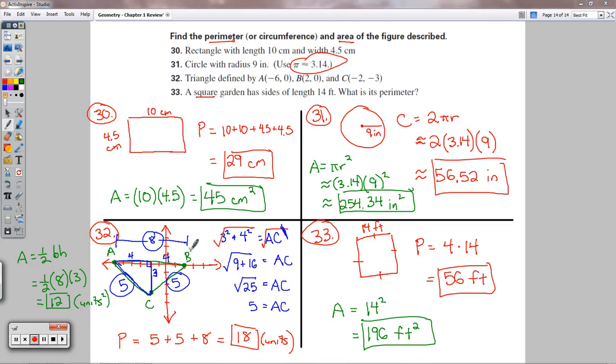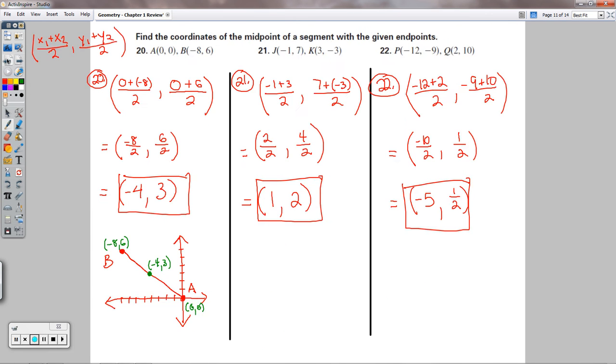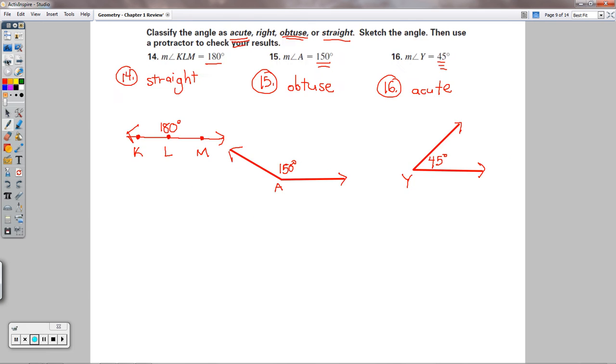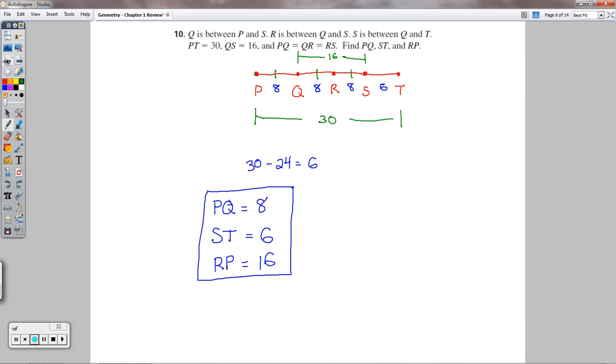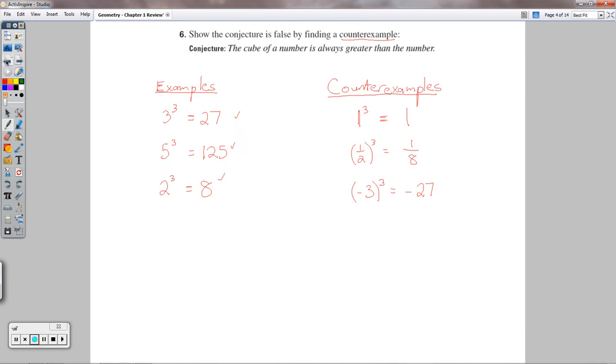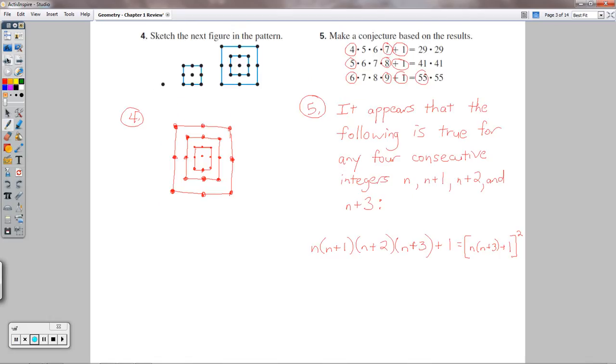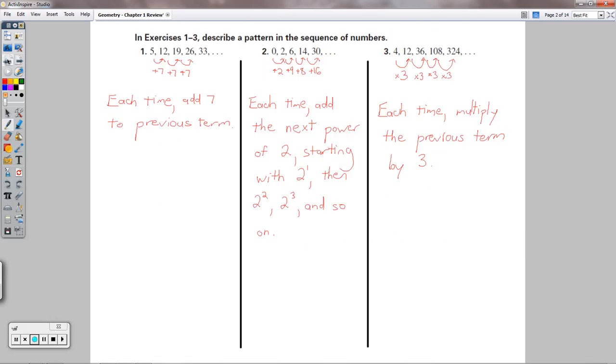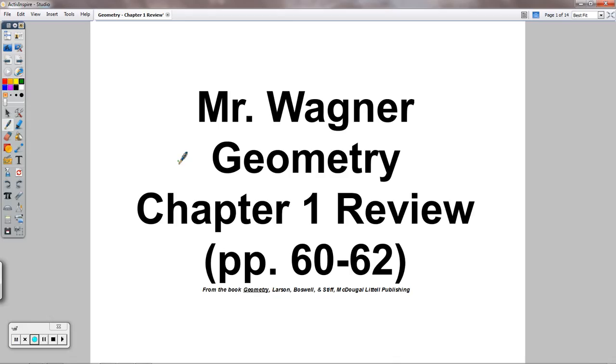So my friends, that should do it for us. That is all 33 problems here in the Chapter 1 review. I hope you found it helpful. Hope you found it insightful as you prepare for your tests, and I hope you tried them again yourself first. I hope you listened to my instructions there and just use this as an additional tool to help you in preparation for your test or your quiz coming up shortly.